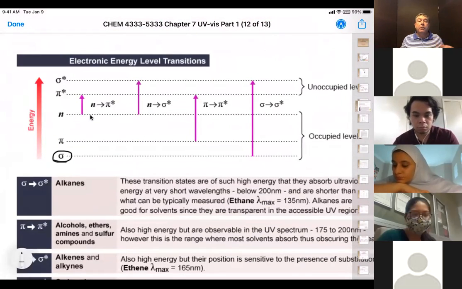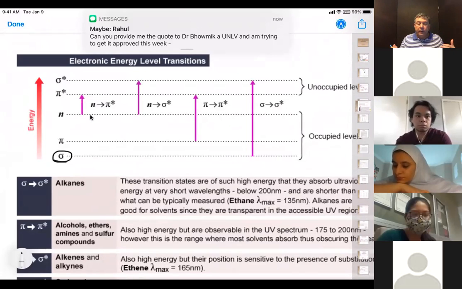And to go from a sigma, the next orbital it can go to has to be another sigma orbital. It's not going to go to an orbital that is not allowed. So it's a sigma to sigma star transition that is allowed, and it has a very high energy gap between those two.